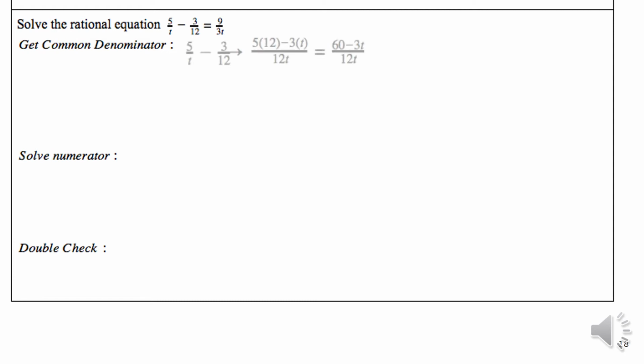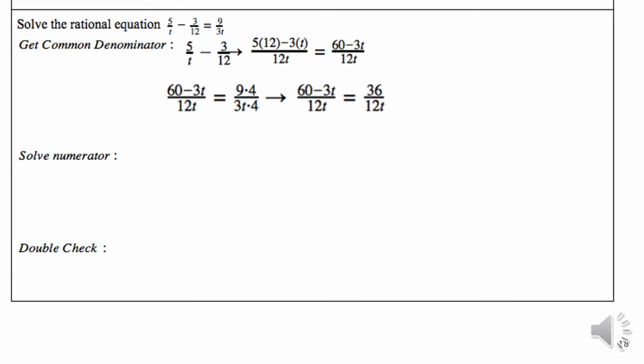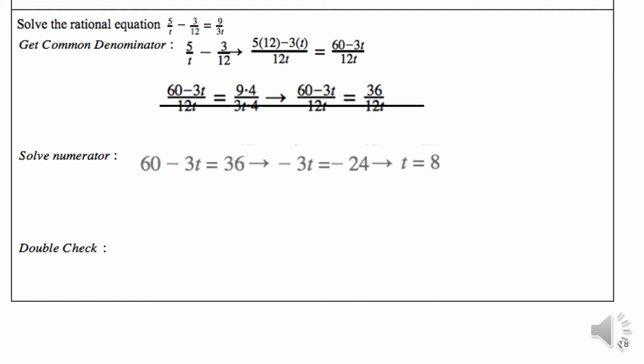So on the left-hand side, we've created a new fraction of 60 minus 3t all over 12t. And on the right side, we've multiplied by 4 to get our new expression: 60 minus 3t over 12t is equal to 36 over 12t. Notice our denominators are the same, so we can cancel them out and focus only on the numerator. 60 minus 3t equals 36.